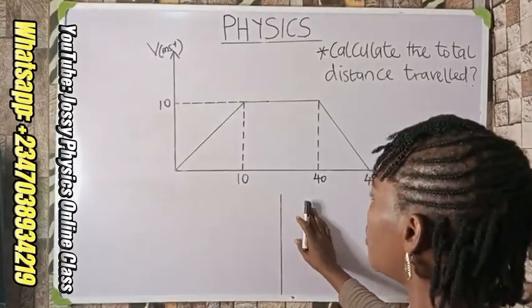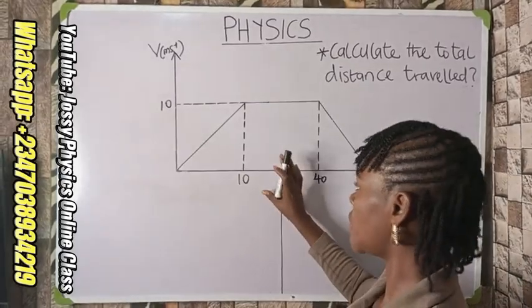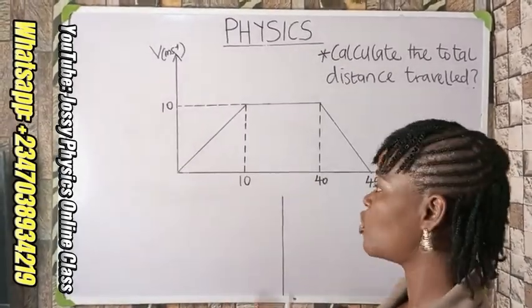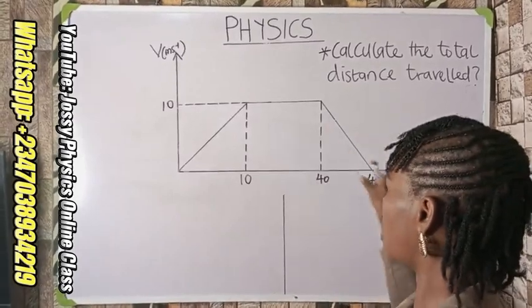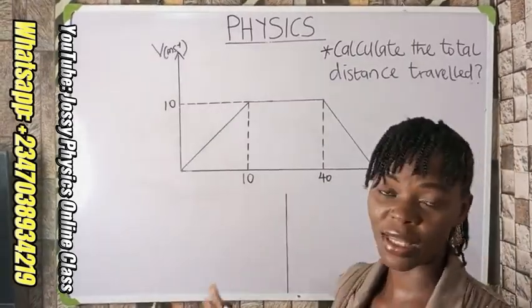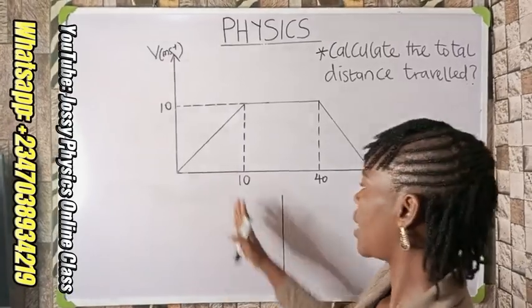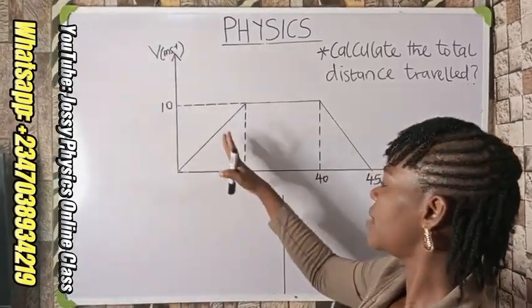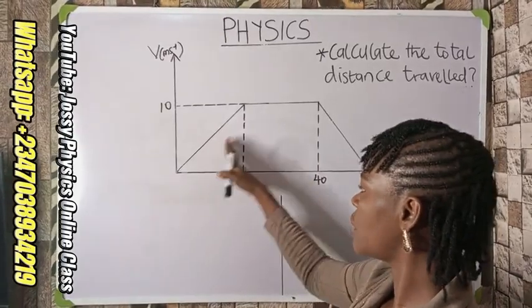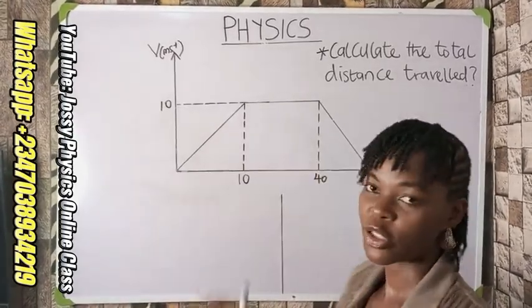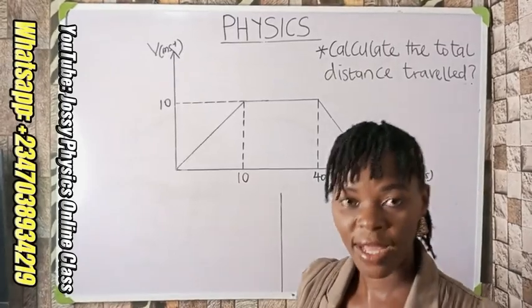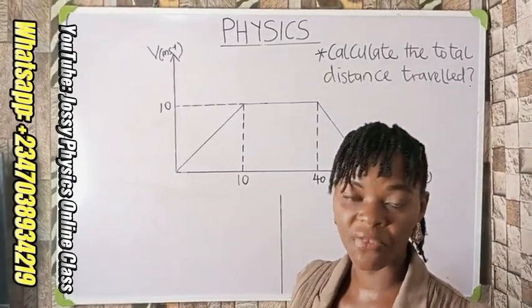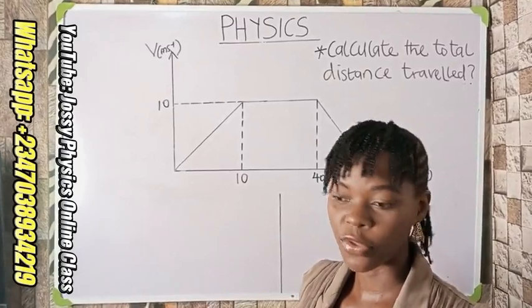Looking at what we have, we can solve this problem in two ways, either by using the shape of a trapezium to calculate the total distance traveled, or we can solve it by calculating the distance traveled here, here and here, and sum them together. So guys, I want to use the two methods to find the total distance traveled.